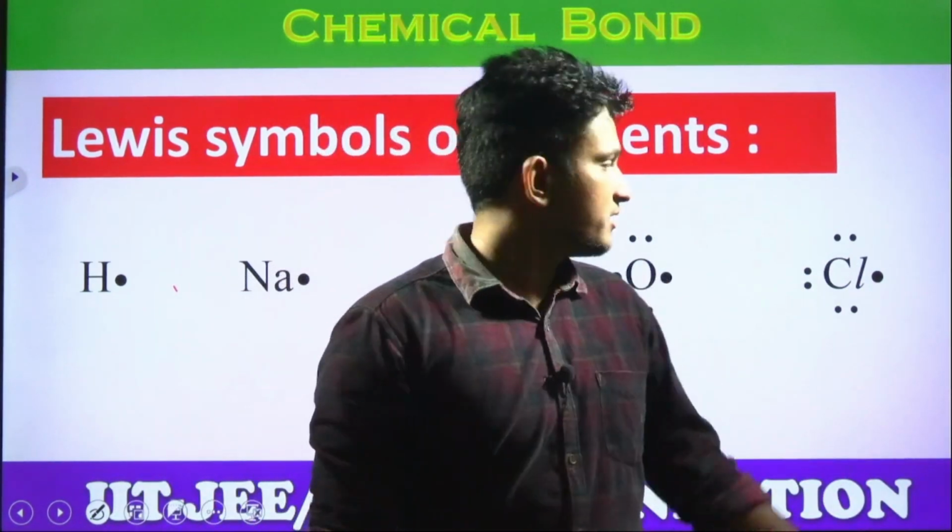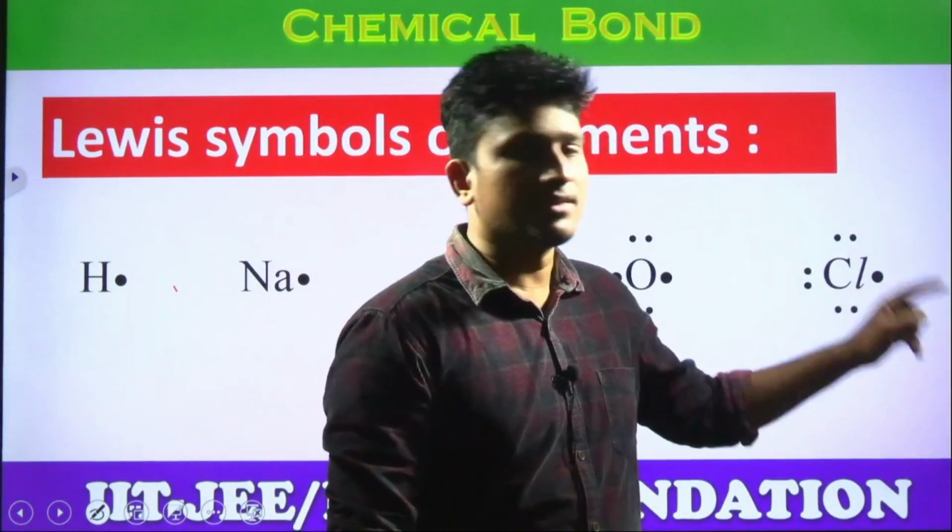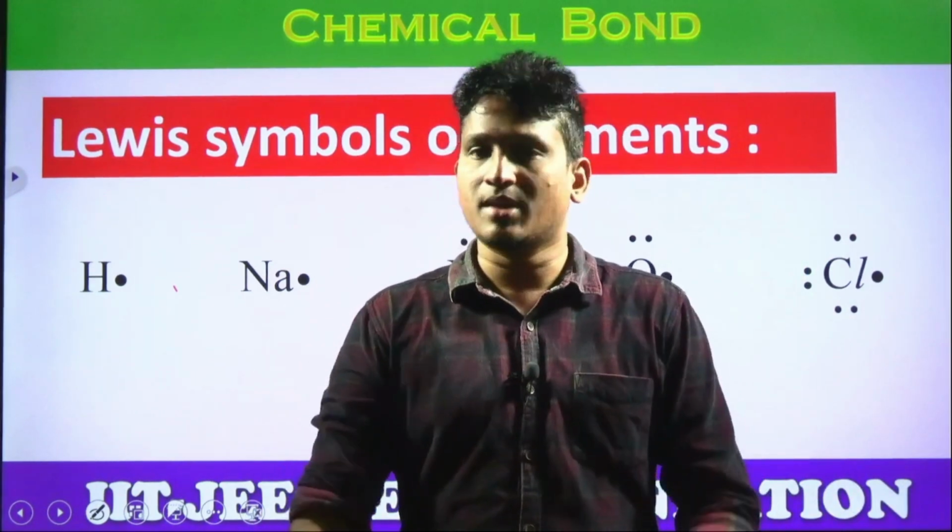Next, chlorine. 2, 8, 7. How many dots? 7 dots. 1, 2, 3, 4, 5, 6, 7. Sir, how to represent the bonding? That we'll do in the types of chemical bonding.